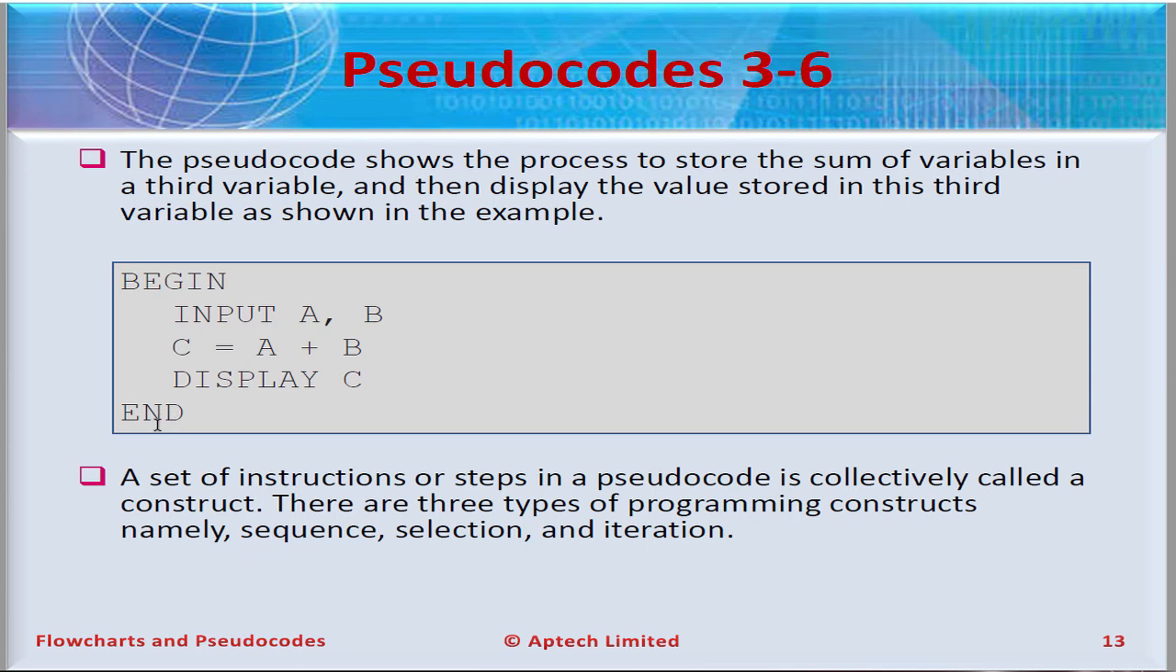A set of instructions or steps in a pseudocode is collectively called a construct, and there are three types of programming constructs, namely sequence, selection, and iteration. We'll also see that these have other names as we learn more about this. Let's move on.